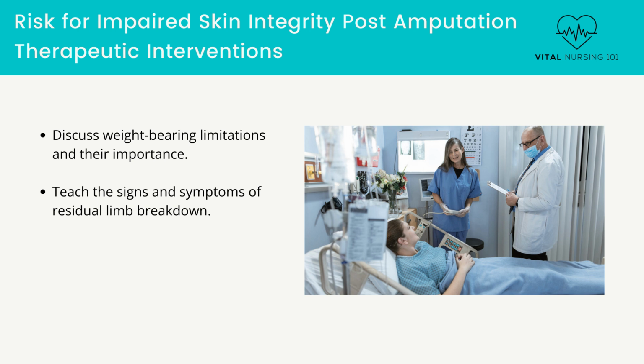Teach the signs and symptoms of residual limb breakdown. Early detection of residual limb breakdown allows for prompt treatment. Slippage of the cast or rigid dressing may reflect underlying pathology such as infection or incomplete closure of the skin flap, which would interrupt healing. Complications may jeopardize the patient's rehabilitation plan and make further amputation necessary.